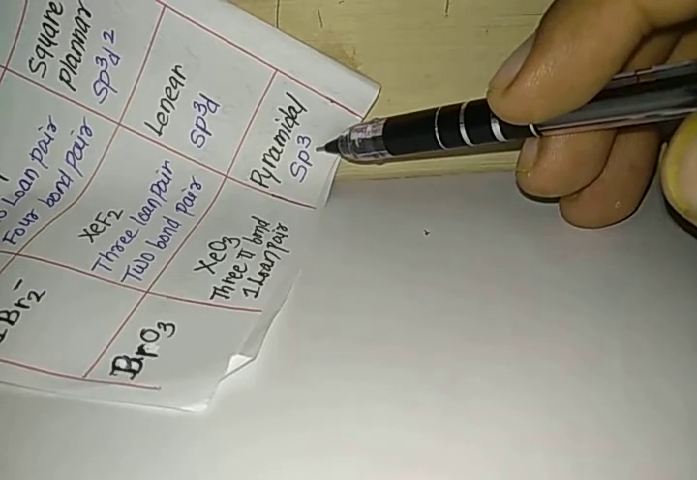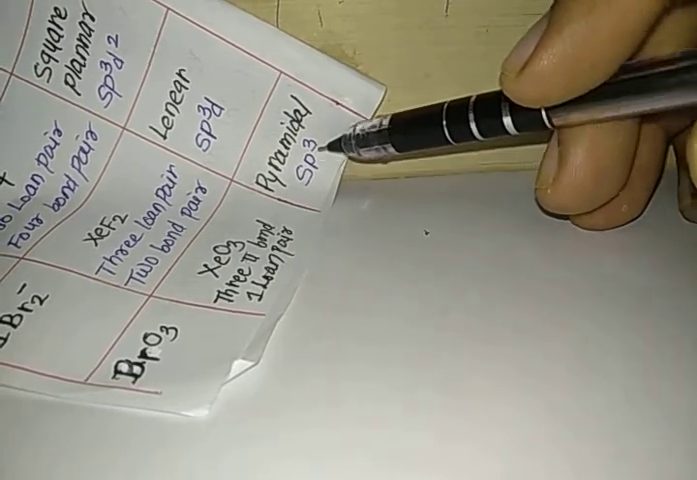And BrO3 minus is isostructural with XeO3, with 3 pi bonds, 3 bond pairs and 1 lone pair. They form the pyramidal structure with sp3 hybridization.